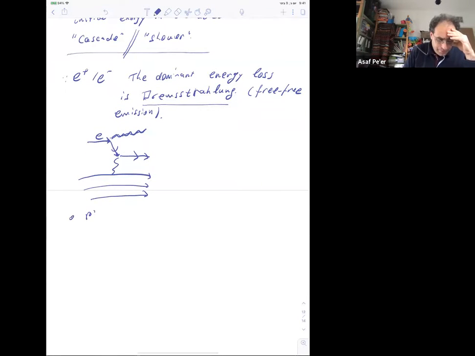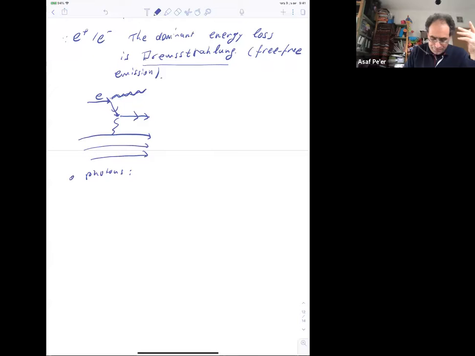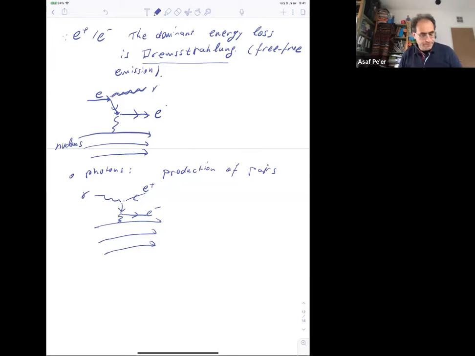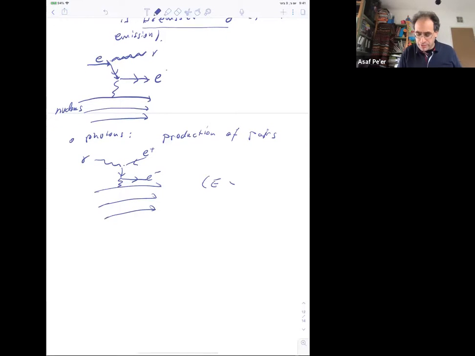For the photons, the dominant energy loss will be production of pairs. So we have a nucleus, and we have a photon, and we could think of it like that. The end result is that you start with the photon and you end up with a pair. Of course, this can only happen if the initial energy is greater than 2 times the mass of the electron, only if E initial is greater than 1 MeV. But when we speak about electromagnetic showers, we talk about particles of much higher energy.